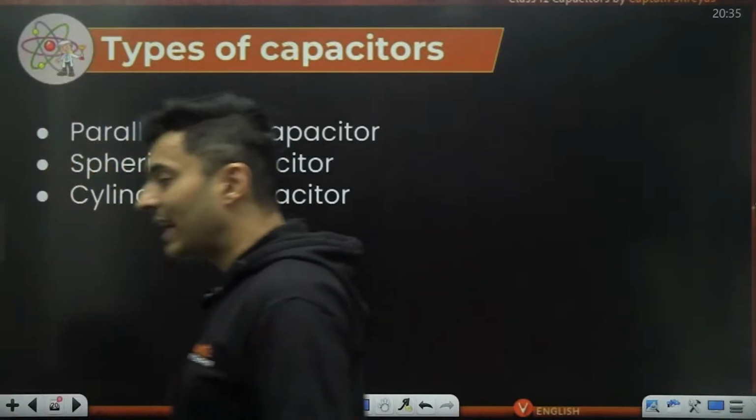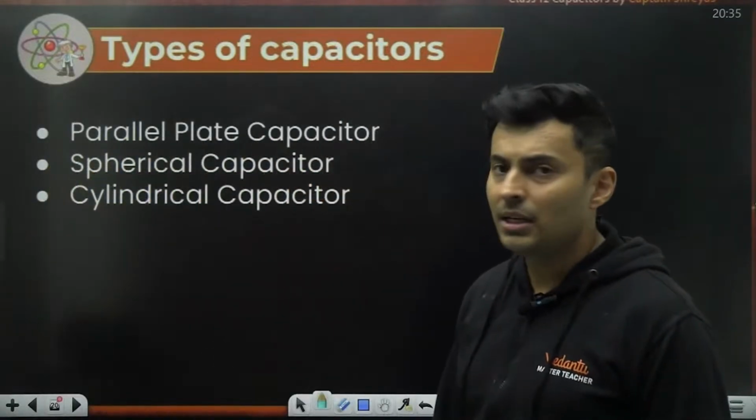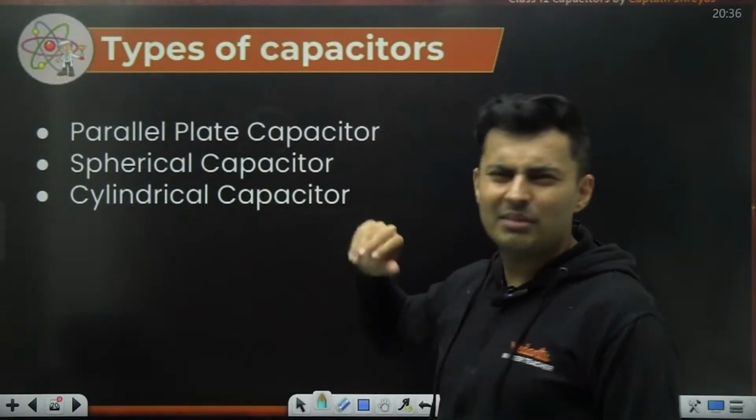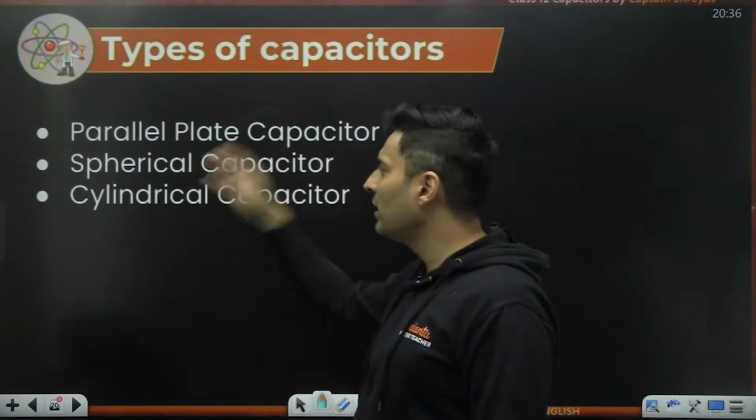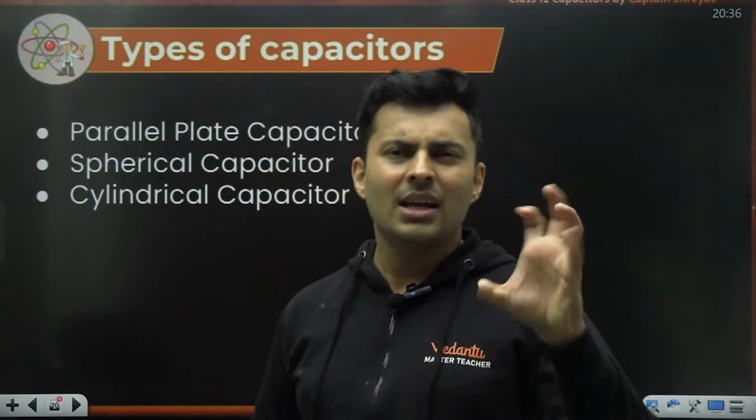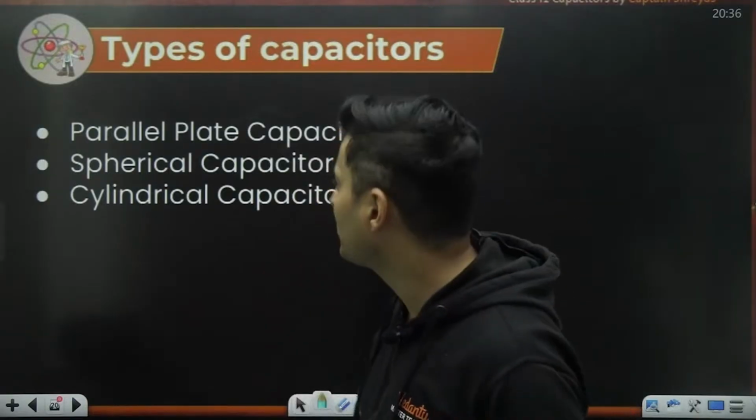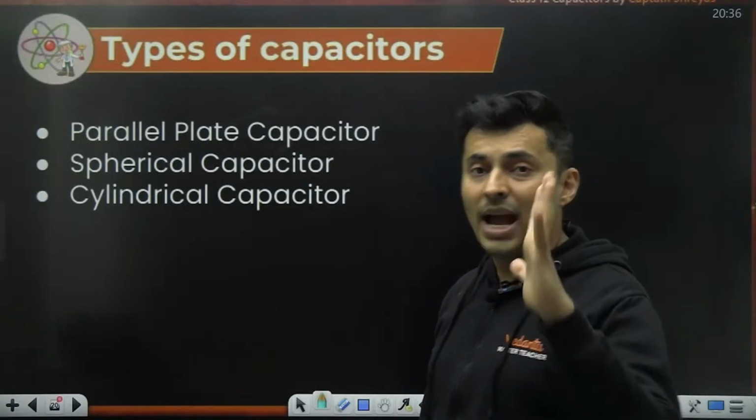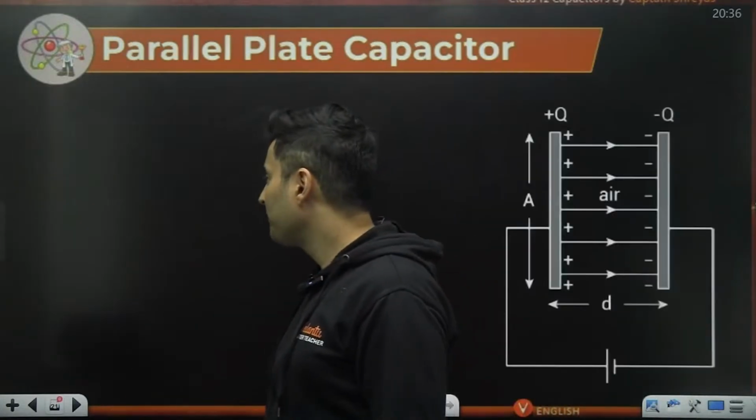So there are three varieties of capacitors which we study. The most detailed study you will do is for parallel plate. Cylindrical, not so much, not so important. Spherical, maybe only sometimes they might ask, and that too is very rare, in some specific category of questions. The most important, being the common type which is used, is the parallel plate capacitor.